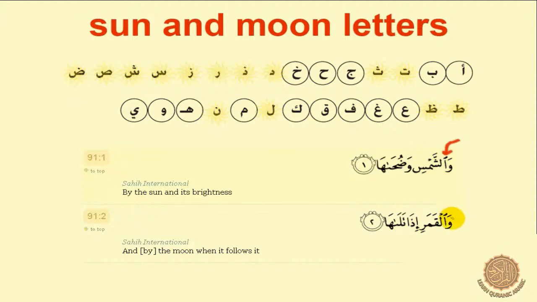Then we have wal-qamari idha talaha. Wal-qamar. So you notice the Lam here has a Sukun on it. Now in the mushaf, when the Lam is not pronounced, it doesn't have any sign on it. It's written, but there's no Sukun. But here it's wal-qamari idha talaha. So the Qaf is from Huruf al-Qamariyah. Now let's take examples of this, inshallah.